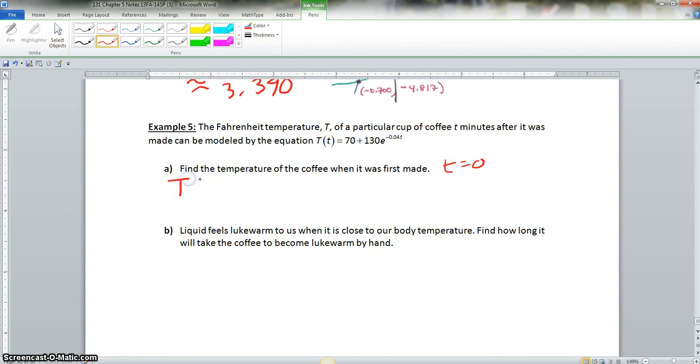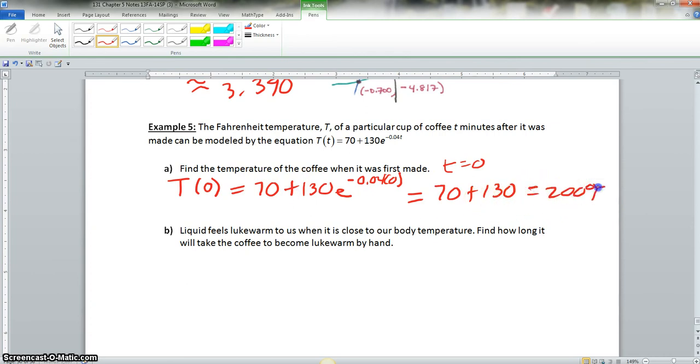So we will have T(0) is equal to 70 plus 130 e to the negative 0.04 times 0. So this will give us 70 plus 130, because we know this exponent would be 0, and e to the 0 is 1, and 130 times 1 is 130. So we have 70 plus 130, which will give us 200 degrees Fahrenheit.